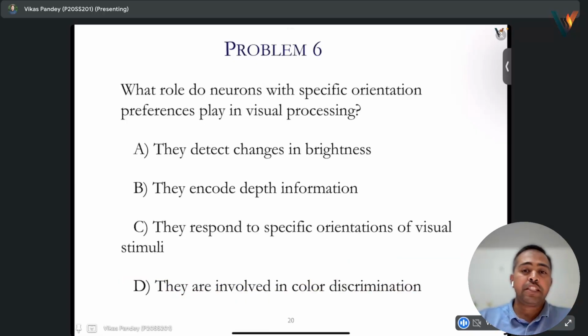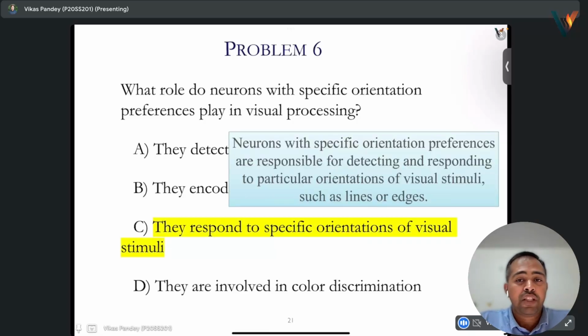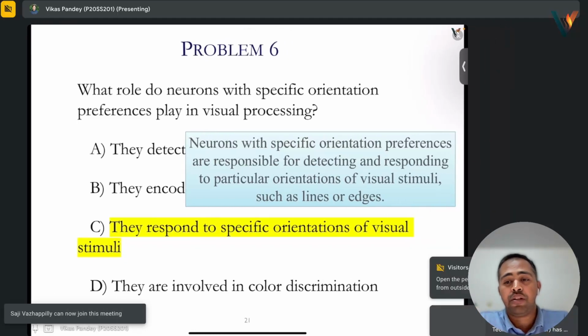What role do neurons with specific orientation play in visual processing? They detect changes in brightness, they encode depth information, they respond to specific orientation of visual stimuli, they are involved in color discrimination. Neurons with specific orientation preferences are responsible for detecting and responding to particular orientations of visual stimuli, such as lines or edges. So they respond to specific orientation of visual stimuli.